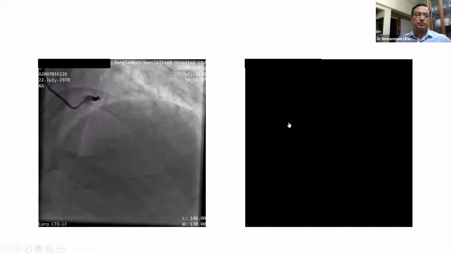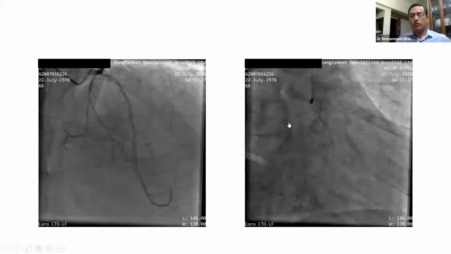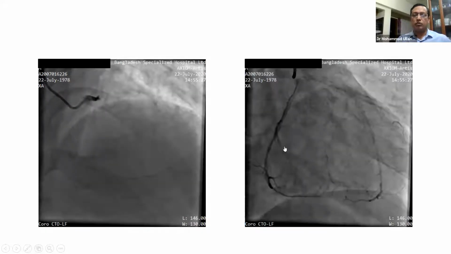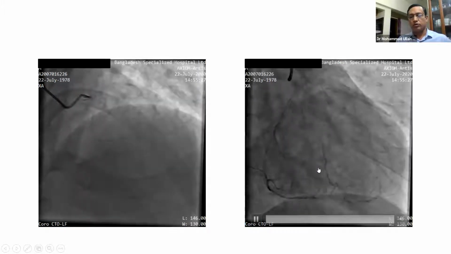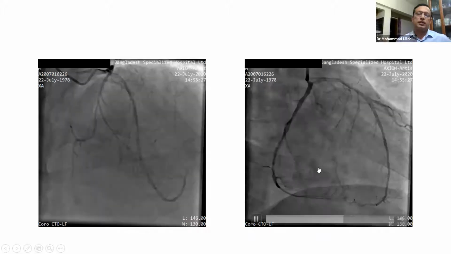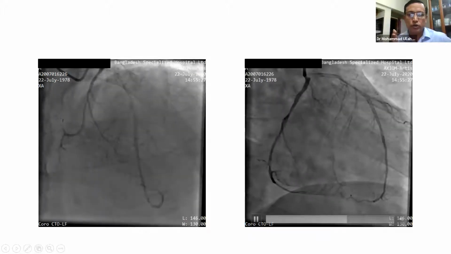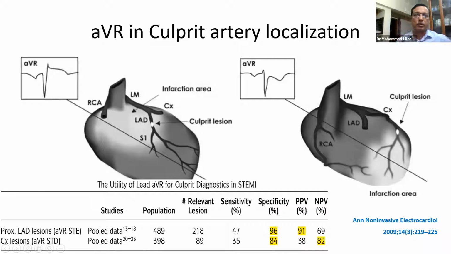The LAD is normal, and following primary PCI, there is a good flow in the left circumflex artery, and also the OM1 is visualized. So by these things, we can determine which is the culprit artery in case of lateral wall MI. The important lead is V2. If there is ST elevation in V2 without V3 to V6, that indicates a diagonal artery. If there is ST depression in V2 along with 1 and AVL elevation, that indicates an OM1 branch.